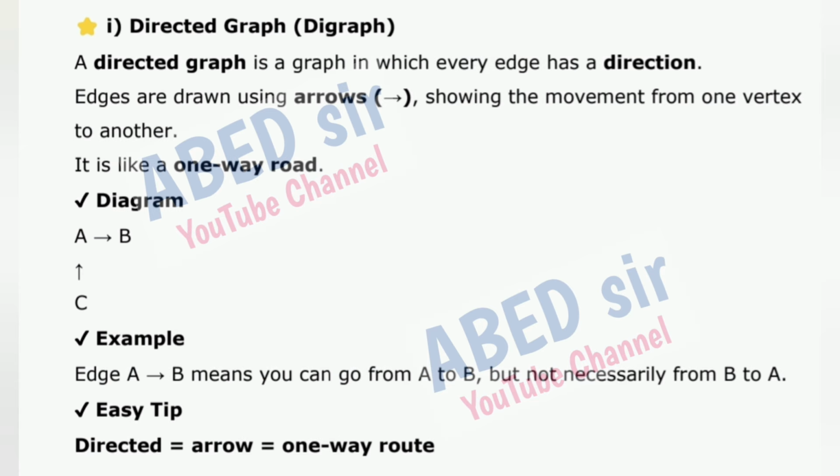1. Directed graph, digraph. A directed graph is a graph in which every edge has a direction. Edges are drawn using arrows, showing the movement from one vertex to another. It is like a one-way road. Diagram: A, B, C. Example: edge AB means you can go from A to B, but not necessarily from B to A. Easy tip: directed is equal to arrow is equal to one-way route.